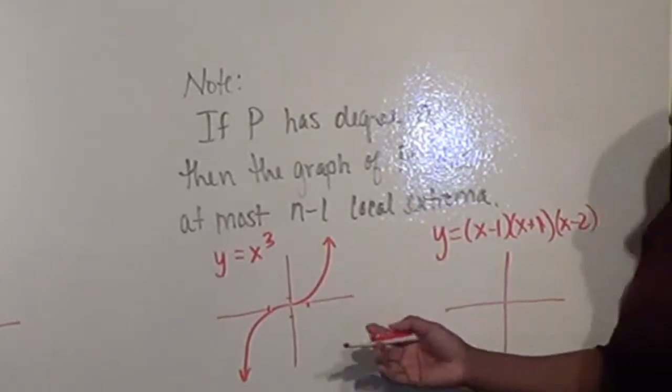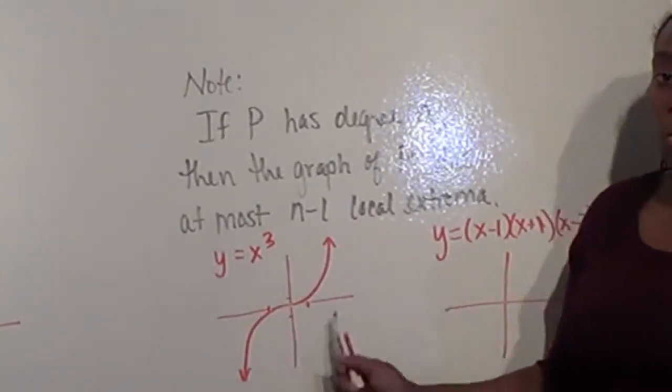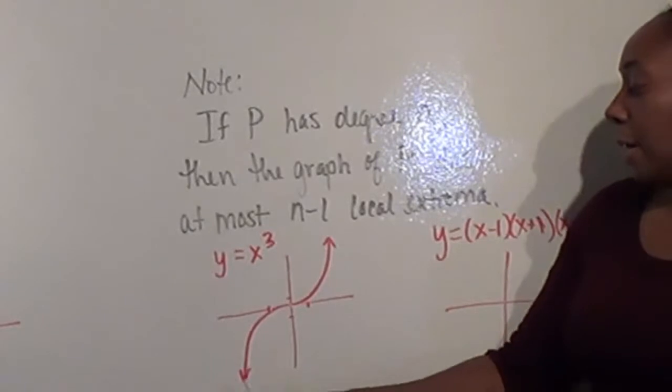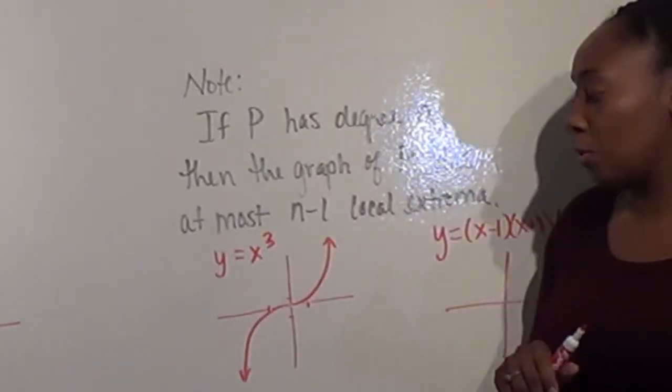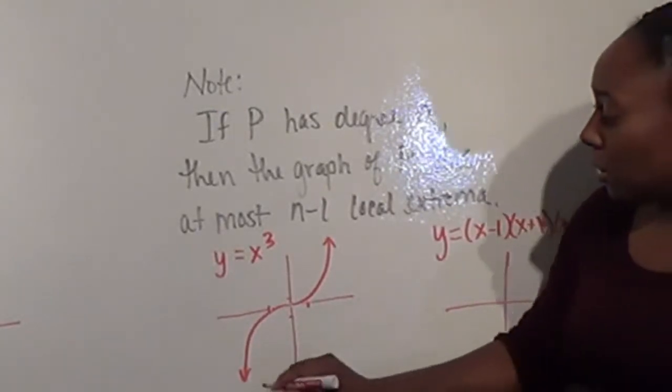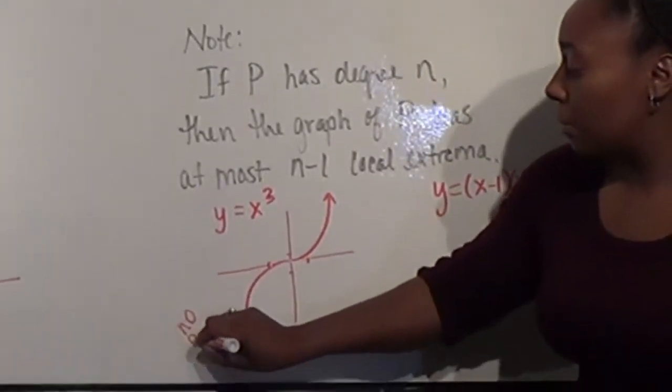Okay? And in this case, if we look, there are no local extrema. This graph kind of increases everywhere. There's no places where it's changing from increasing to decreasing. So this one doesn't have any extrema.